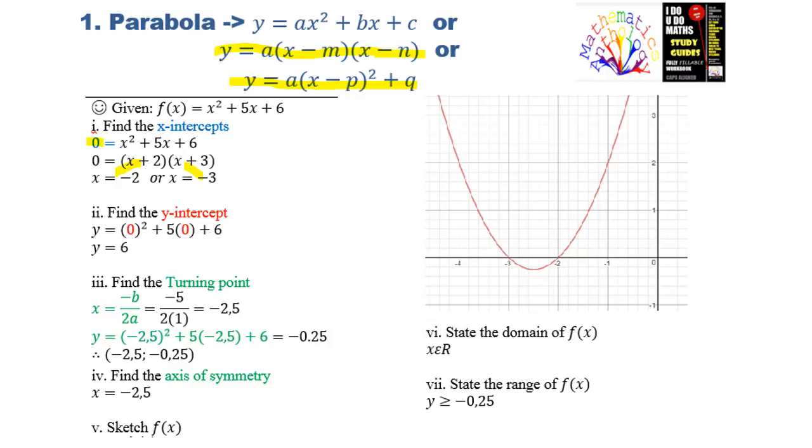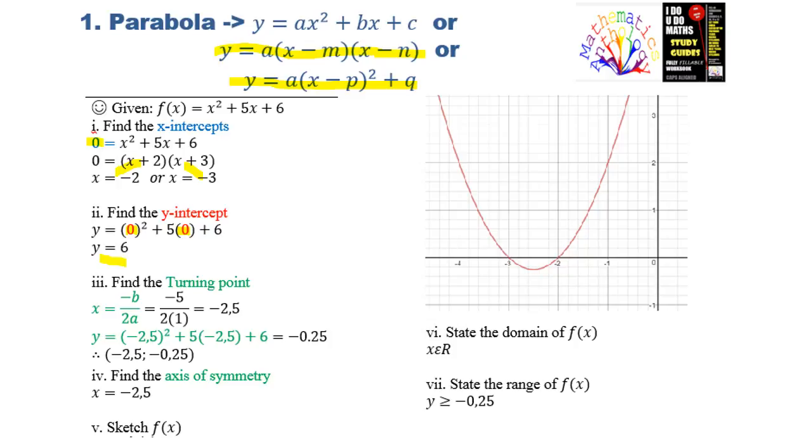Okay, the next question, find the y-intercept. For the y-intercept, we know that the rule is to make x 0. So wherever I see x in the equation, it becomes 0. y is equal to 0 squared plus 5 into 0 plus 6. So y is equal to 6 is my y-intercept.